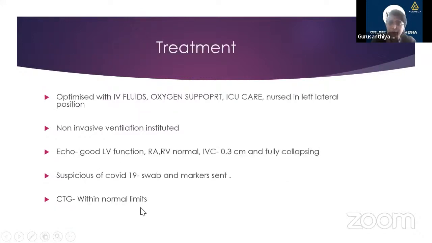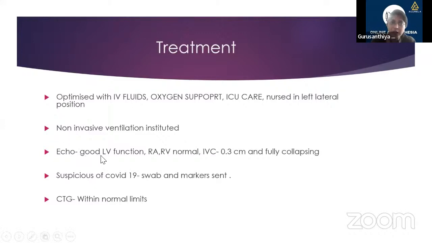Immediately I shifted her to the ICU. We resuscitated her with IV fluids and oxygen support, and she was nursed in the ICU in the left lateral position. As she did not maintain her oxygen saturation with face mask oxygen of 5 to 10 liters and a Venturi of 60% FiO2, I initiated non-invasive ventilation, as HFNC was not available at that time because of short supply, since we had so many COVID patients in our hospital.